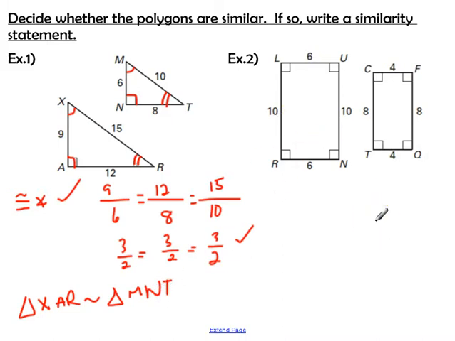So I want you to take that same idea, follow those same steps, check for the congruent angles and for the statement of proportionality, and then if the two polygons are similar, then you can go ahead and write a similarity statement. When you're finished, just come and check back with me.